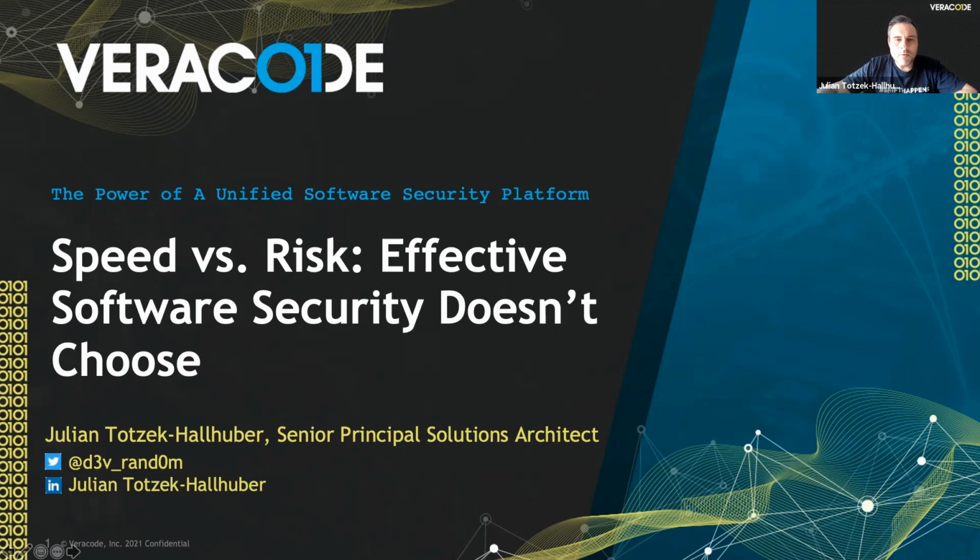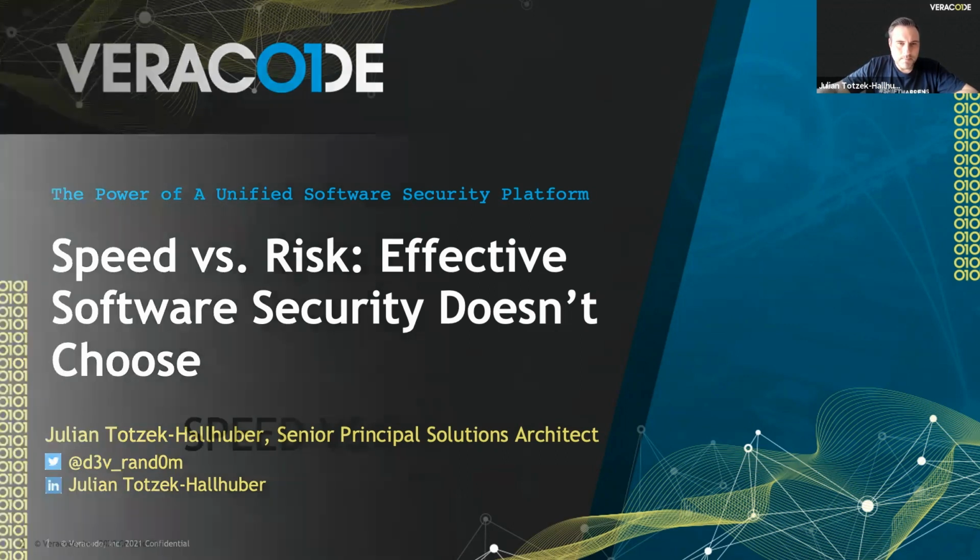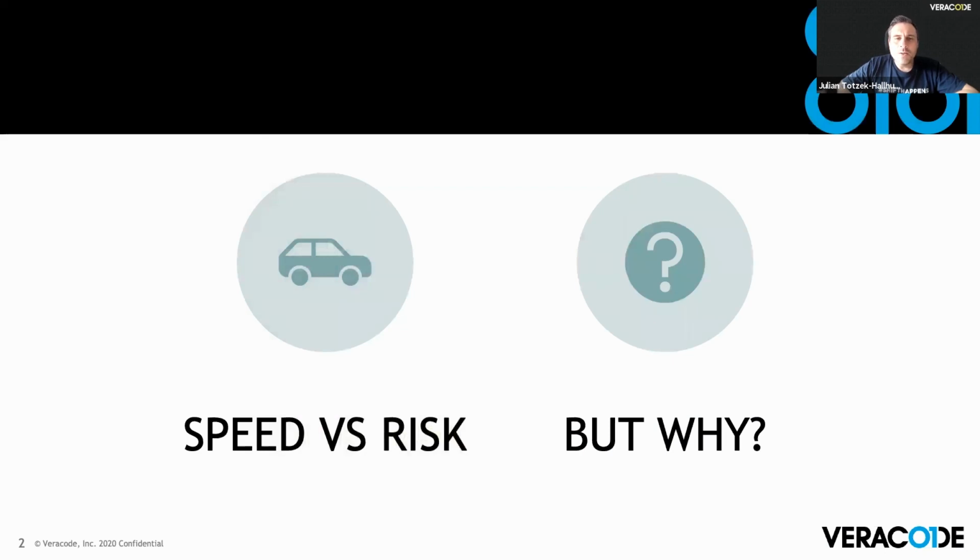But let's jump right in here and talk about this in more detail. Why do we actually need to talk about speed versus risk when it comes to application security testing? Well, most people believe you cannot reduce risk at speed. This is maybe because most organizations are moving their development into agile, DevOps, or even DevSecOps.